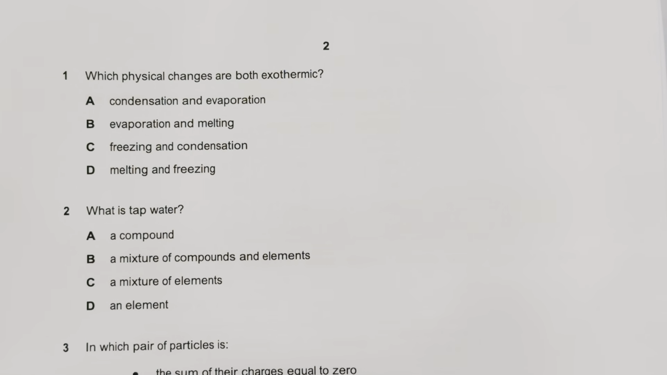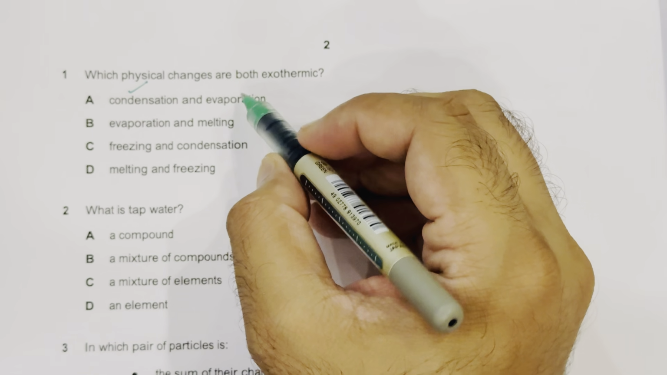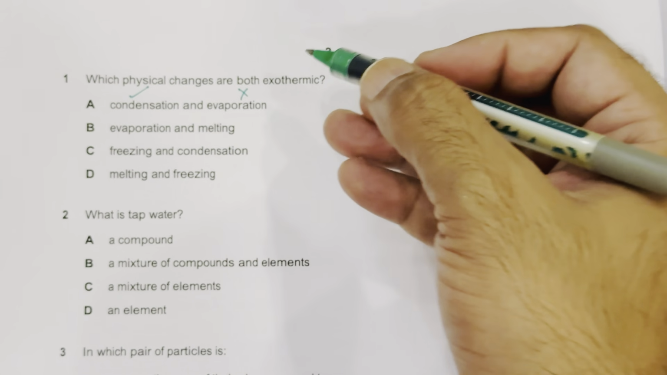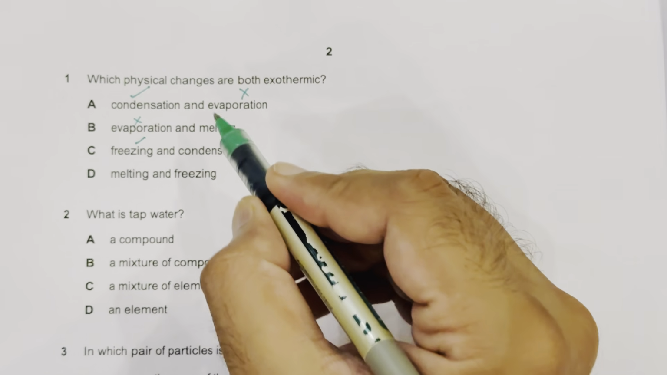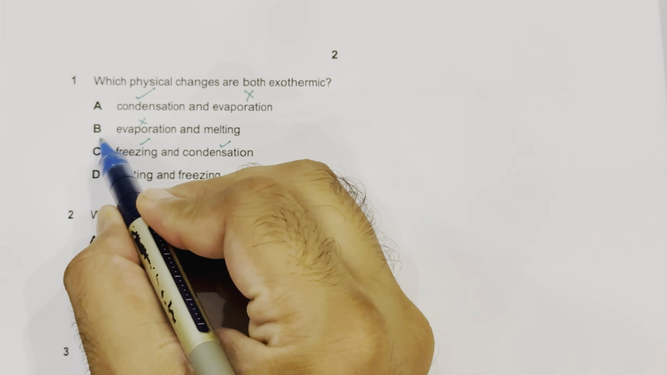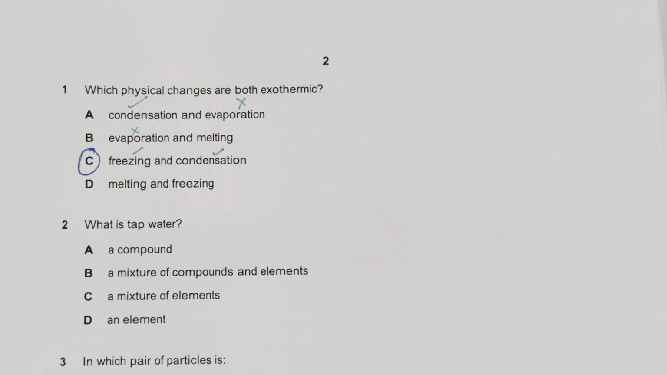Which physical changes are both exothermic? Exothermic reactions are those in which energy is released to the surroundings, and endothermic reactions are those in which energy is absorbed. So condensation is an example of exothermic, but evaporation is one in which energy is absorbed, so this is the wrong option. Evaporation, again this is the wrong option. Freezing, in it energy is released, so option number C is the right answer for question number 1.